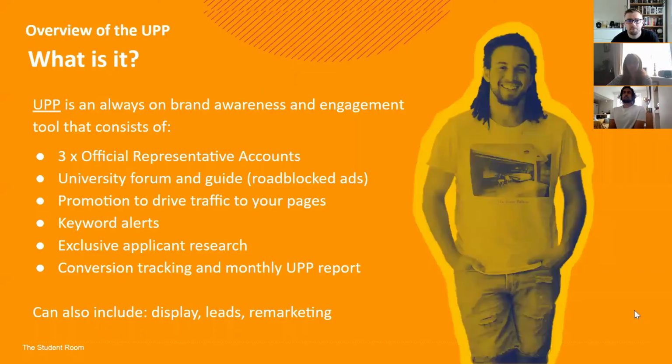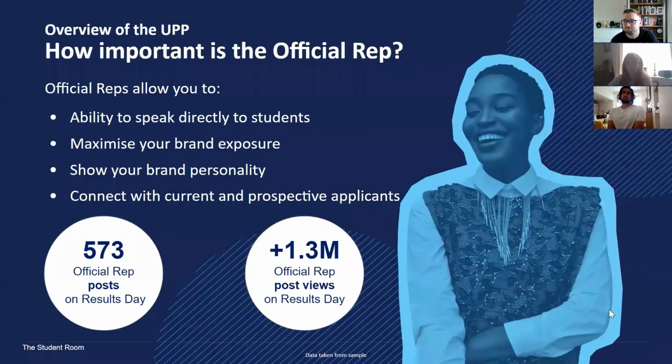Next slide, please. So what actually is the University Partner Pack? The UP, which I'll call it now because University Partner Pack is quite long. So the UP is an always-on brand awareness and engagement tool, and consists of free official rep accounts on site, a university forum and guide page, roadblock adverts, promotion to drive traffic to your pages, keyword alerts, so if anybody is talking about you, you know that they're doing so, exclusive applicant research and conversion tracking, and a monthly UP report. Next slide, please.